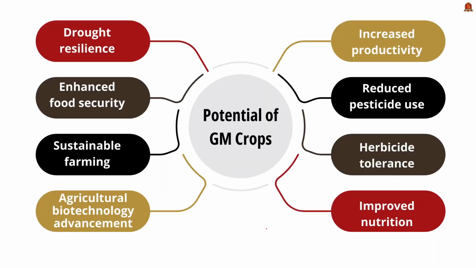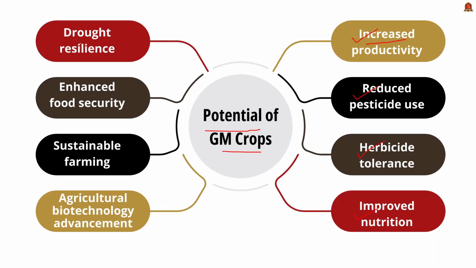Now let us see the potential of GM crops. Firstly, it increases the productivity of crops. GM crops lead to high productivity by enhancing resistance to pests and diseases. It reduces pesticide use. It increases the tolerance for herbicides and weed management. It also improves the nutritional quality of crops. For example, GM mustard aims to address the nutritional deficiencies in mustard.